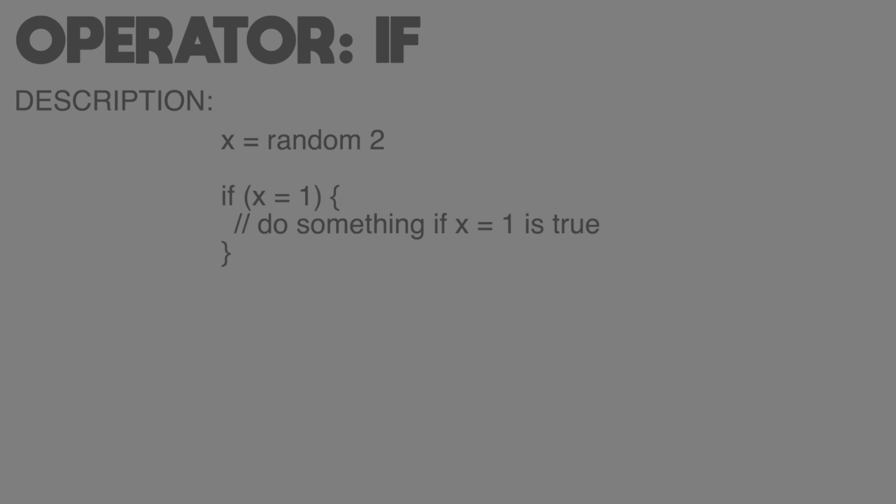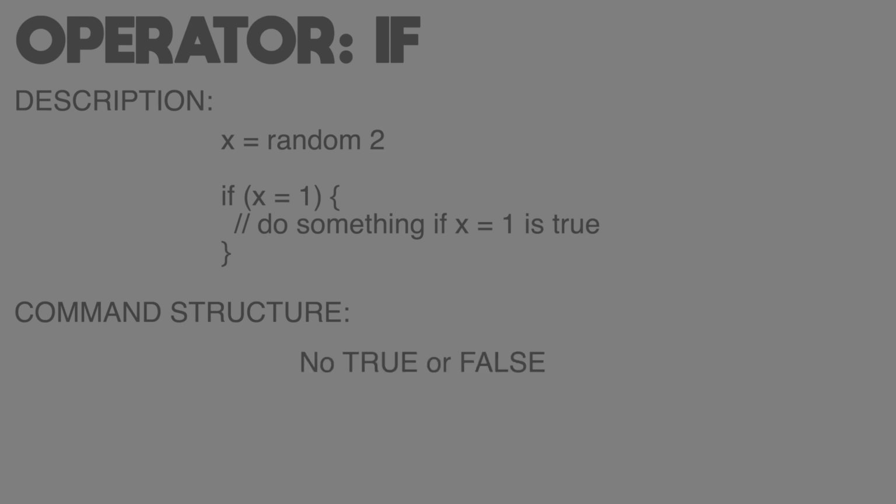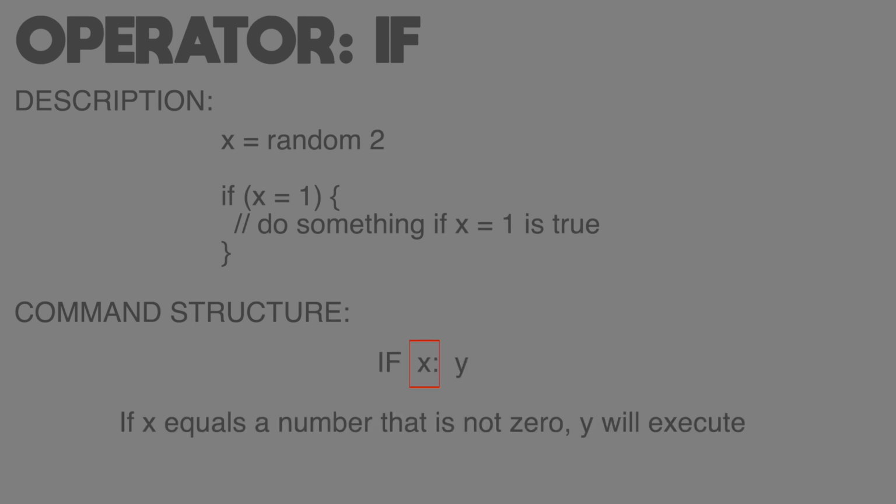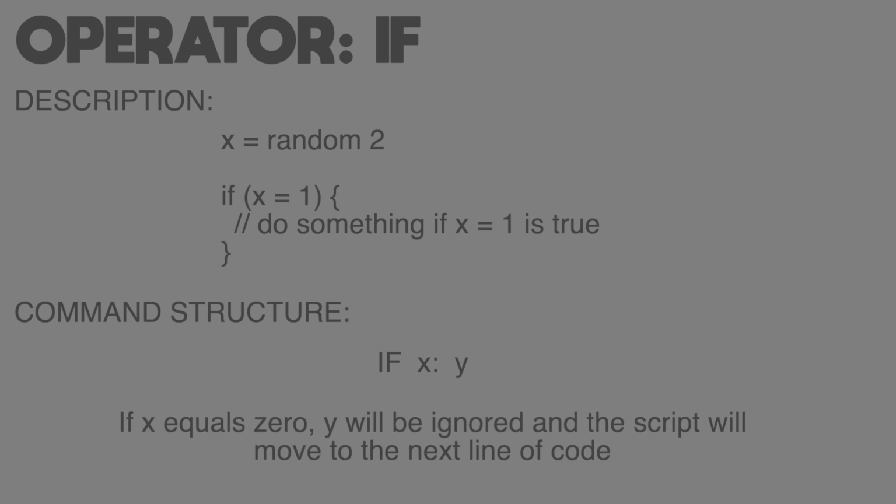And in Teletype, things are pretty similar. Except, in Teletype land, we don't have true or false. Instead, we have 0 and not 0. So in the case of Teletype's if statement, if the value at position x is not 0, then the commands after the colon are executed. If they do equal 0, then the command after the colon is ignored, and the next line of code in the script is read.